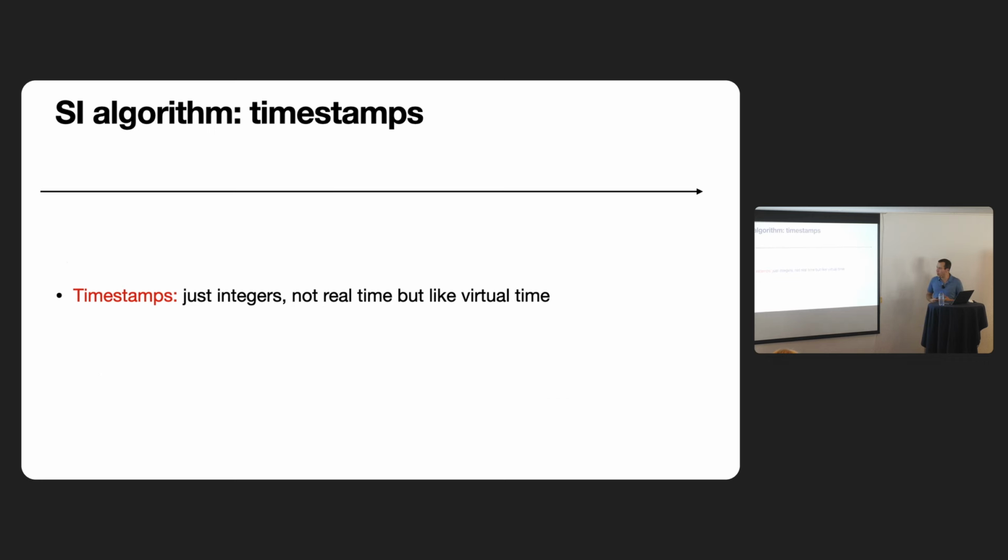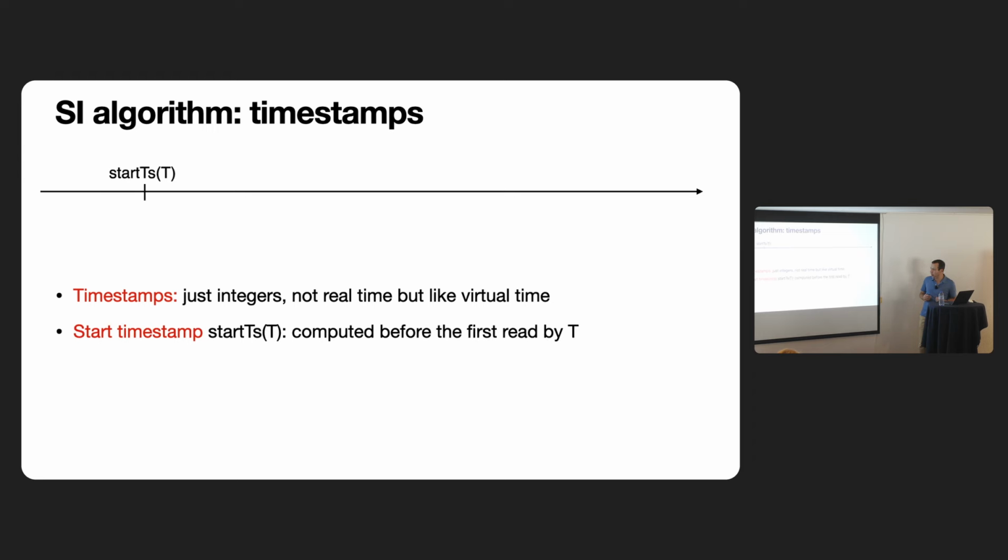The way I'm going to distinguish these versions, these identifiers I mentioned, is using what are called timestamps. They're called timestamps because they're like a virtual time used by the algorithm. They don't have to come from real time, although in some implementations they do. Formally speaking, they're just integers. There are two timestamps associated with each transaction. There is the start timestamp, start TS of T, that has to be computed before the first read of T. You may think of it as the time when the transaction starts.